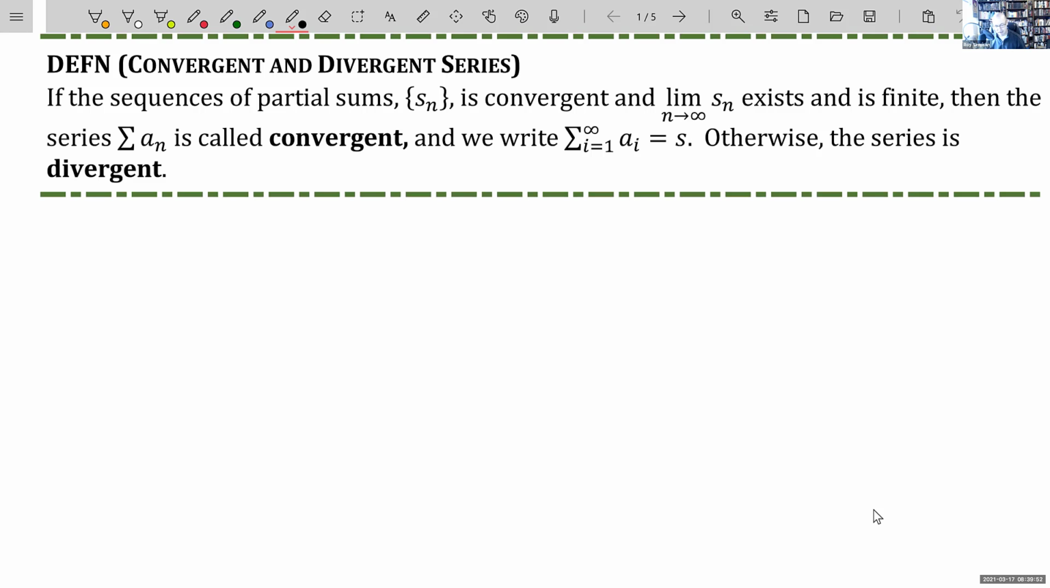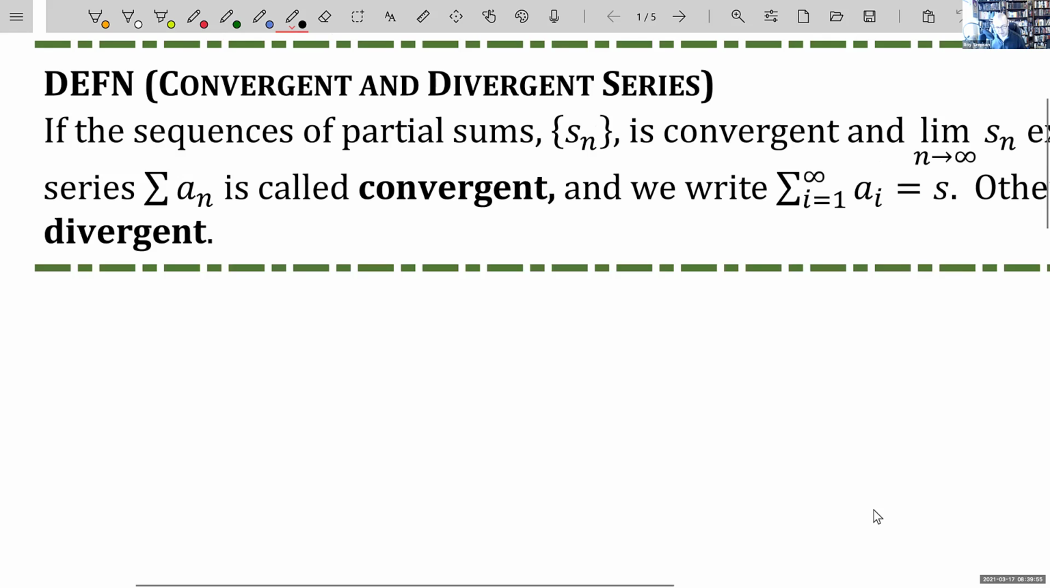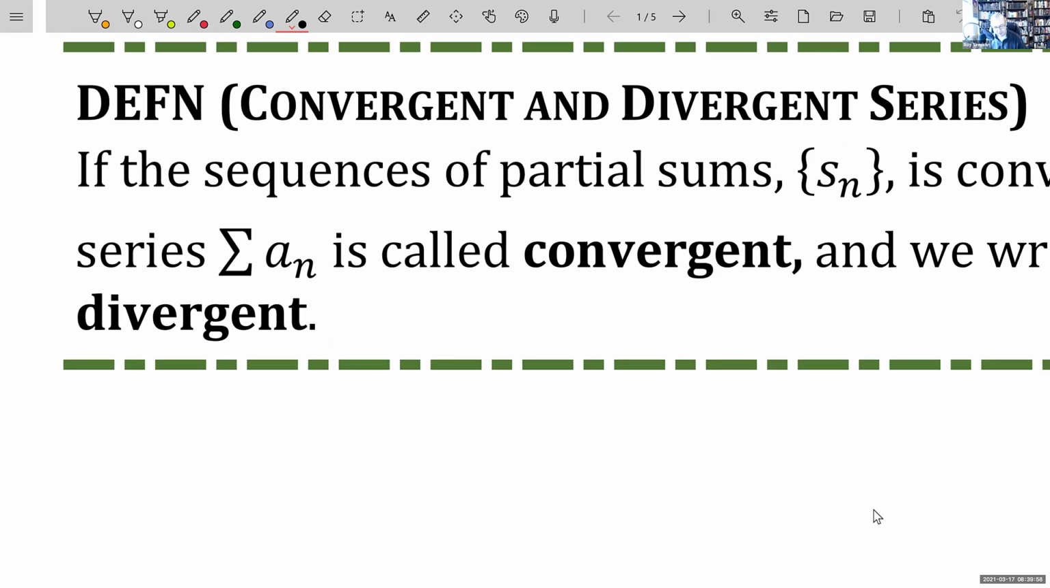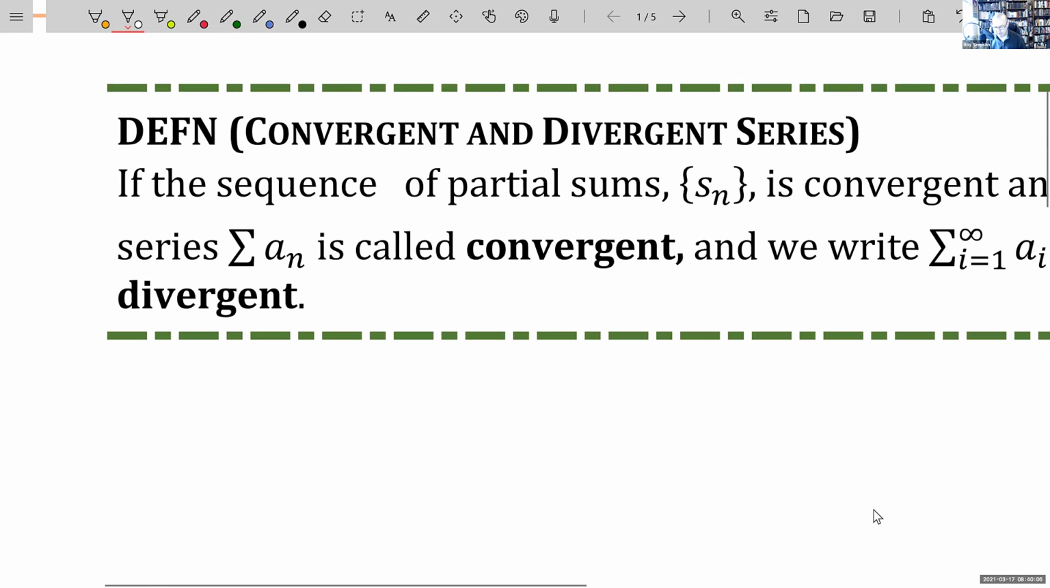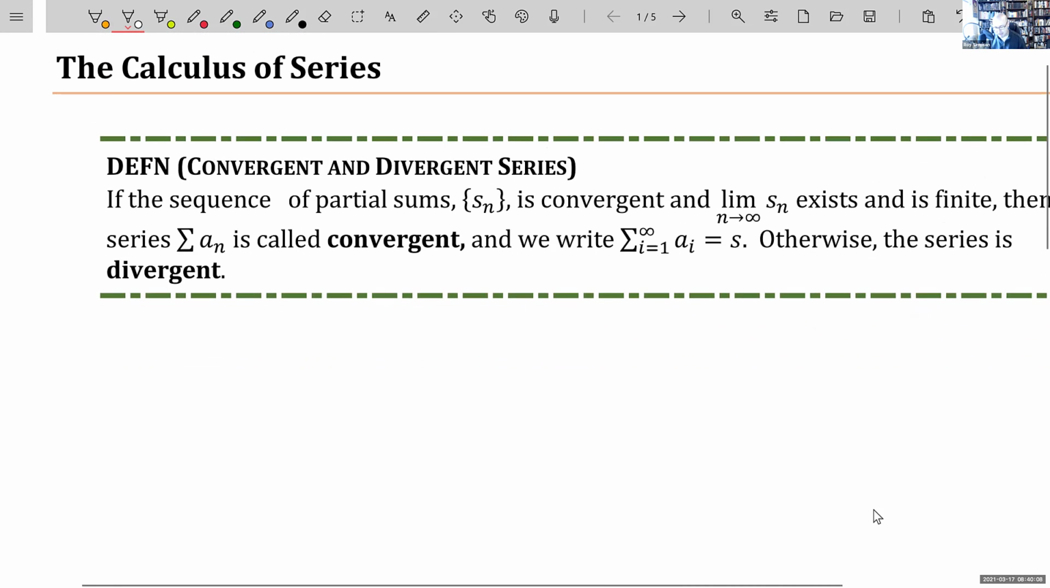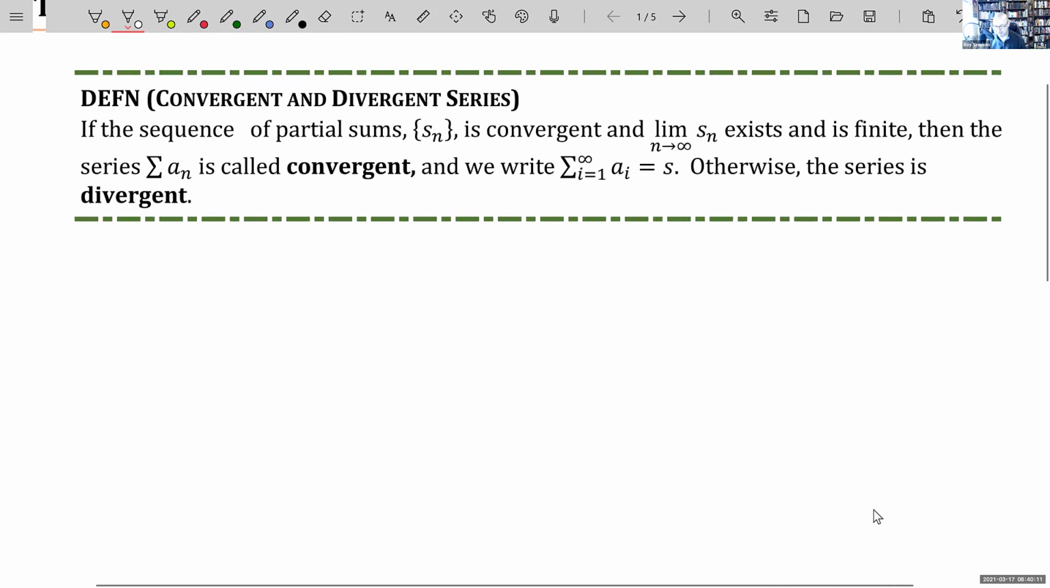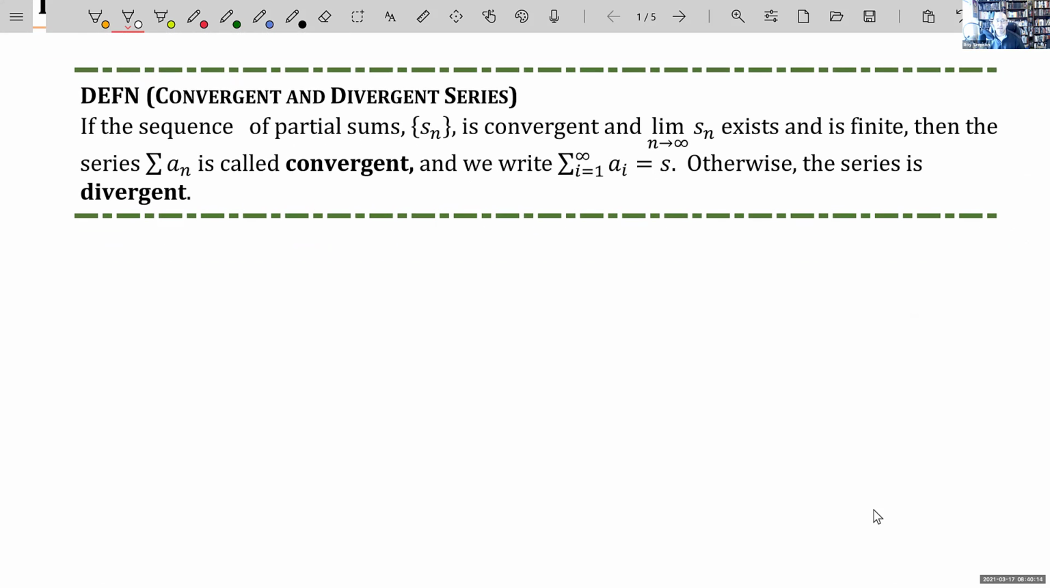Now here's the important statement that I'm going to spend part of the rest of the day on here. If the sequence, and it should be a singular, if the sequence of partial sums S sub n is convergent, and the limit as n goes to infinity of S sub n exists and is finite, then the series are just infinite sums. The series summation of A sub n is called convergent, and we write that the summation i equals 1 to infinity of A sub i is equal to S. Otherwise, we would say the series is divergent.